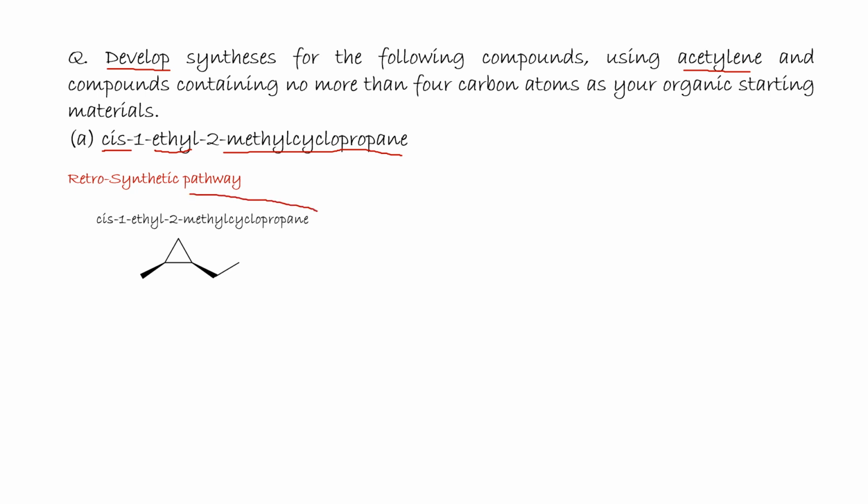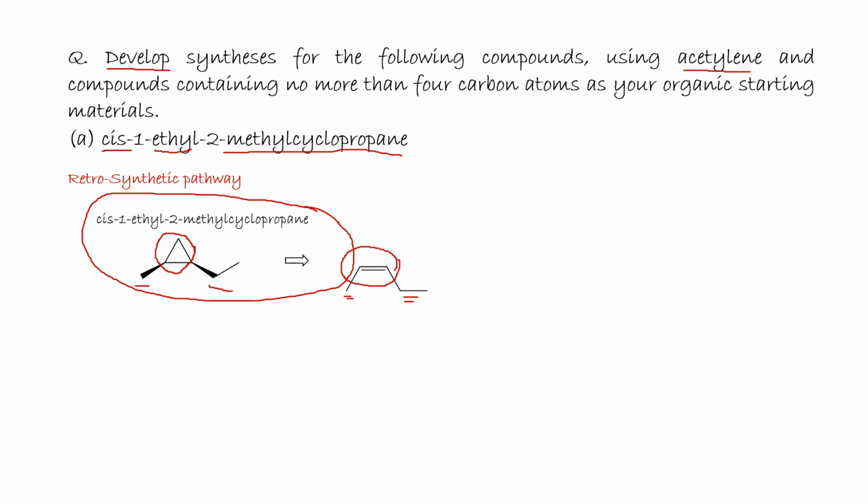Here we have the structure. Retrosynthetically, this compound with an ethyl group, a methyl group, and a cyclopropane ring can be obtained from the methyl, ethyl alkene. So we can get this compound from the alkene reaction with carbene.